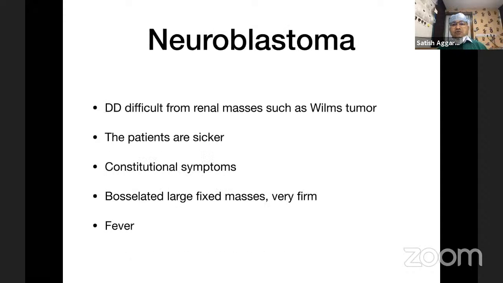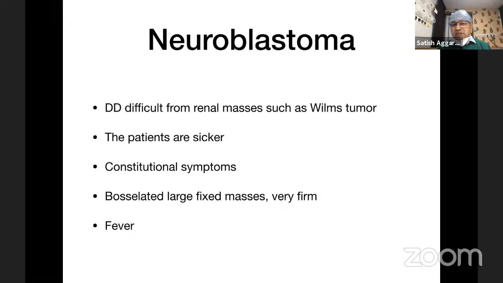So now let us come to neuroblastoma. Neuroblastomas again are very common tumors. The differential diagnosis clinically may be difficult from renal masses, such as Wilms tumor. But in neuroblastoma, the patients are generally more sick.